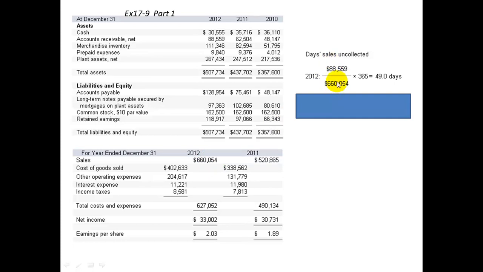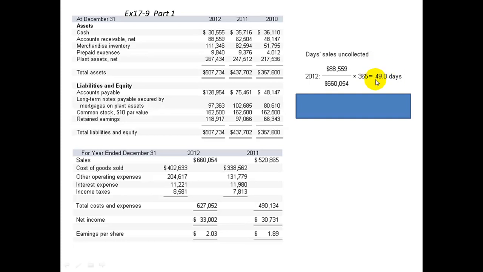That number will be multiplied times 365 days, and this will give us our number of days sales that we have that are not collected in this ending balance of receivables, which is 49 days. Now this 49 days, it's hard to say whether that's good or bad or not. Normally what you do in the real world is you take whatever your terms are. Like if you offer customers 30 days, you're supposed to add 15 days to that, and that would be a normal days sales uncollected. So 30 days plus 15 would be 45 days, if assuming that's what these people give.